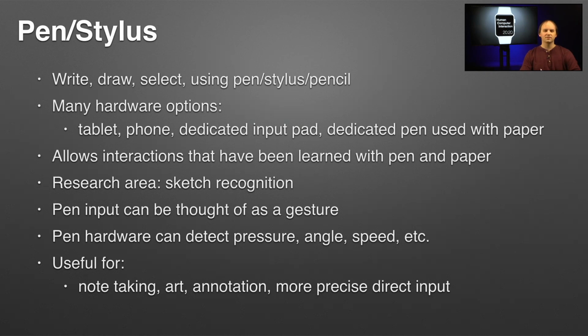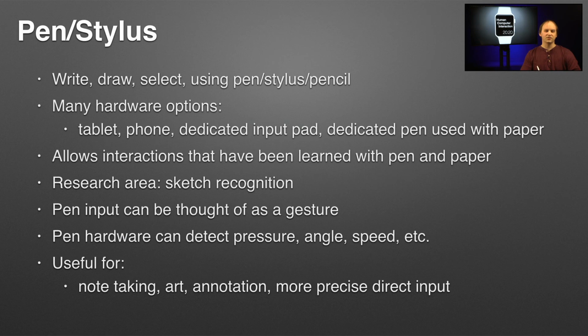You can also think of a pen or a stylus input as being a gesture device, because you get a series of points over time. Also with most modern pen inputs, you'll get a level of pressure depending on how nice the pen is. You can get the different angles that the pen is at. You can get a lot of different characteristics that would allow you to modify the user's input based on that.